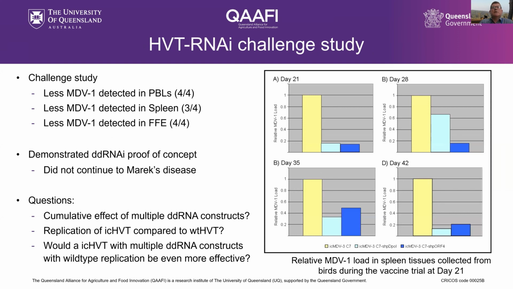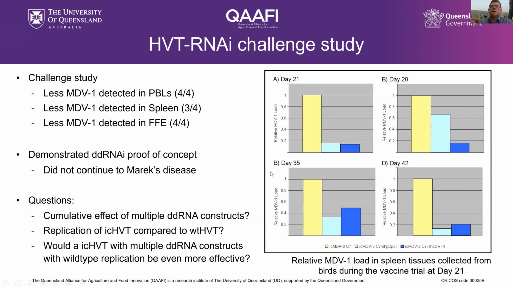Going through this experiment, we were able to show that the ddRNAi constructs were able to reduce the amount of virulent virus that was produced. We didn't continue this experiment through to the production of tumours for ethical reasons, and we didn't think that was required at the time in a proof of concept study. Questions that remain are, what would happen if we started adding multiple ddRNAi constructs into one vaccine vector? Would we actually increase this impact on virus replication?